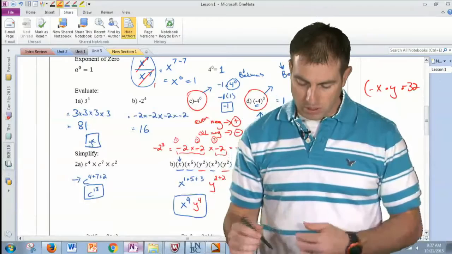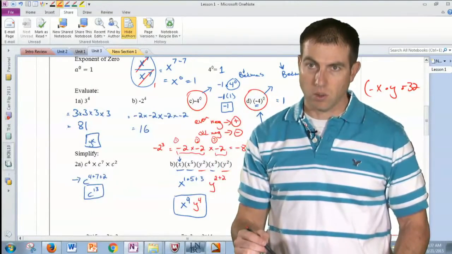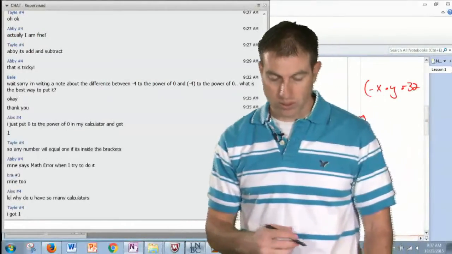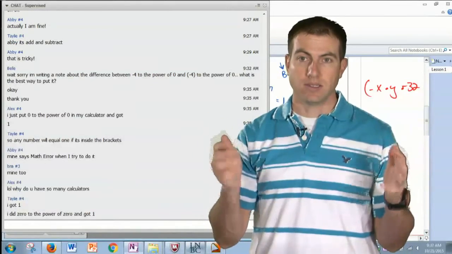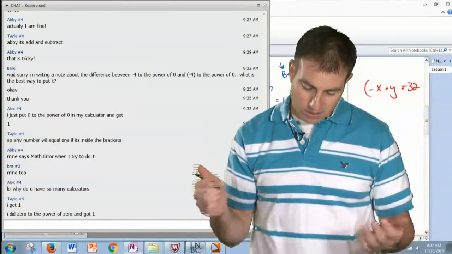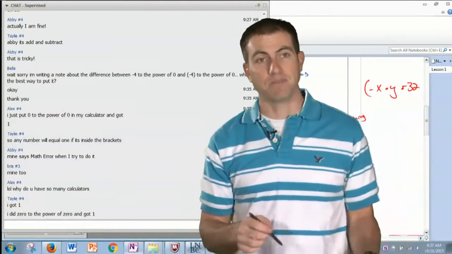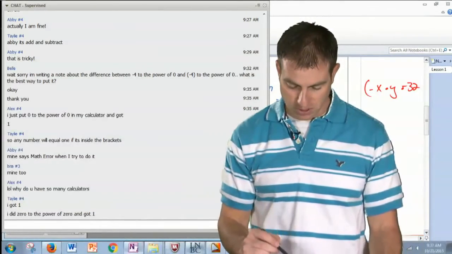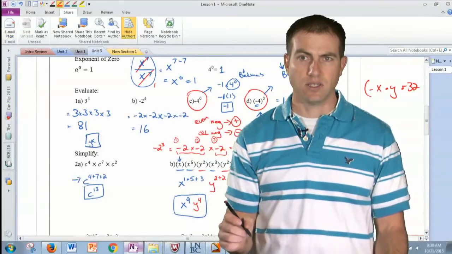Taylor, any number will equal 1 if it's inside of the brackets to the power of 0. Yeah, that's exactly right. So no matter what's inside the brackets, if it's to the power of 0, you did 0 to the power of 0 and got 1. So it's a calculator thing, I guess. I don't know. I'll look it up for you and I'll have an answer for you next day, unless you've looked it up online and figured it out. But I'm pretty confident you can't do it, it's just 0.